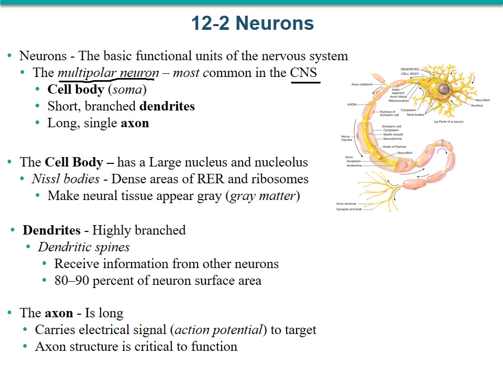The cell body itself is sort of what you would imagine any normal cell to be. It has a large nucleus with a nucleolus. It has these really dense areas of rough endoplasmic reticulum and ribosomes. And if you'll remember, those are areas of the cell that are responsible for producing proteins. Those areas are referred to as Nissl bodies.